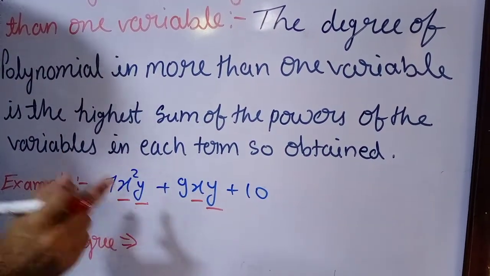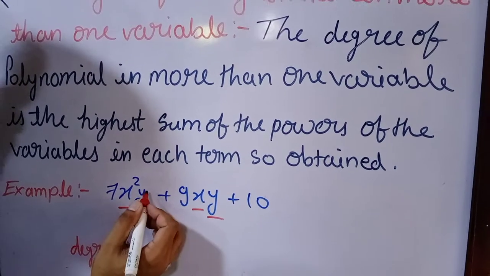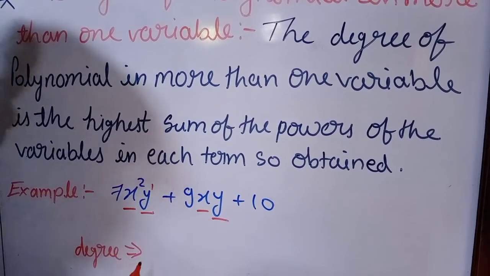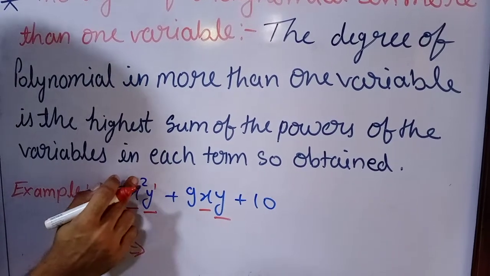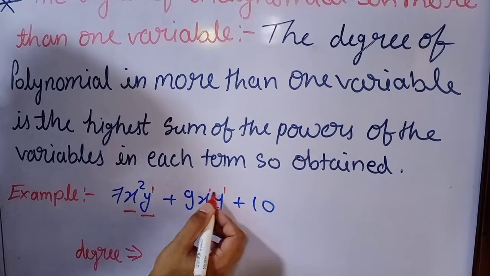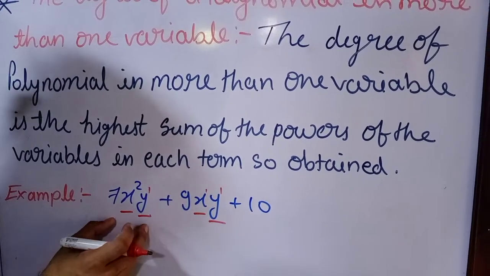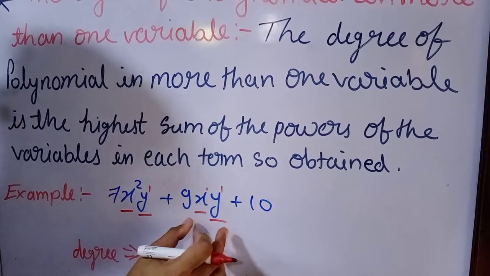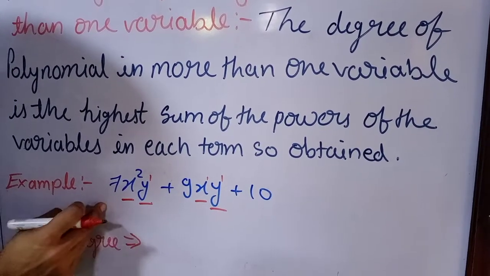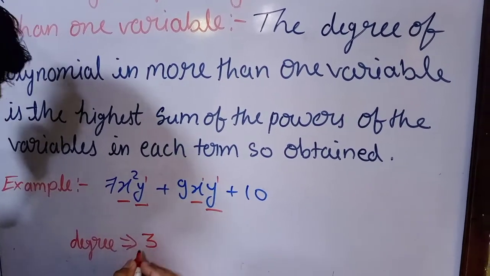As our rules said, we are going to do the sum of the index, the sum of the power. Here we have 2, and y is not shown, that means 1. So 2 plus 1, that is 3. Here they both have the 1, so 1 plus 1, 2. So in this one we have 3 and in this one we have 2. Which one is the greater? Which one is the higher? That is 3. So the degree is 3.